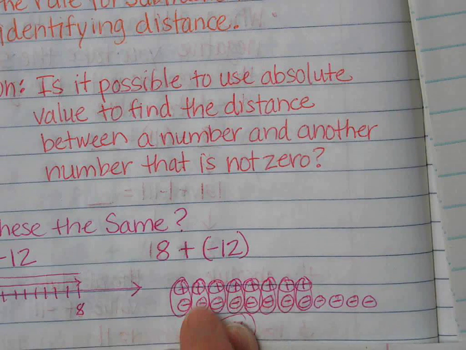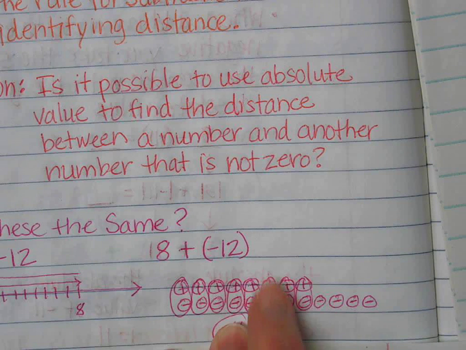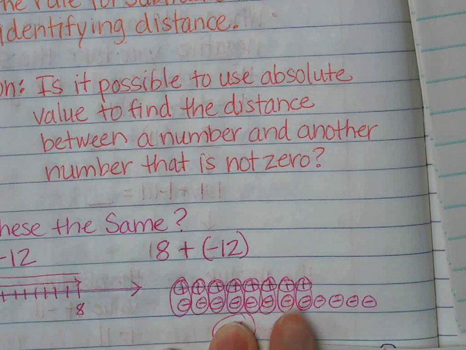A positive and negative make 0. A positive and negative make 0. Negative and positive is 0, and negative and positive is 0. Positive and negative is 0. Positive and negative is 0. 0 and positive is 0. Sorry. A negative and a positive is a 0.